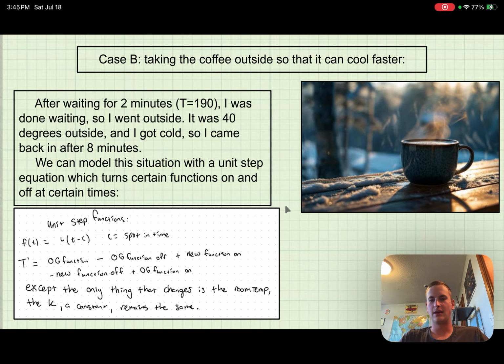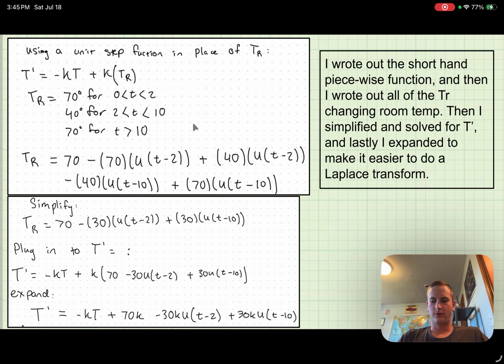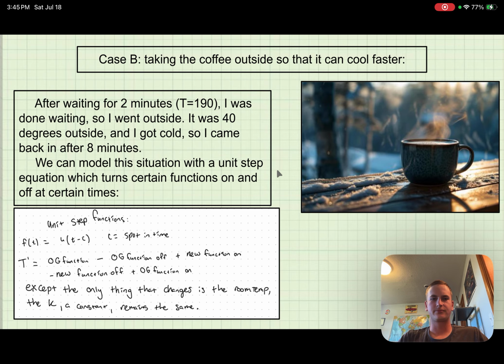Okay, case B. We're going to change it up a little bit. We're going to actually take the coffee outside, and that way it can cool down faster for a period of time. After waiting for 2 minutes with our secondary measurement at temperature equals 190 degrees, I was done waiting, so I went outside. It was 40 degrees outside, and I got cold, so I came back in after 8 minutes for being outside, so with a total of 10 minutes, right?